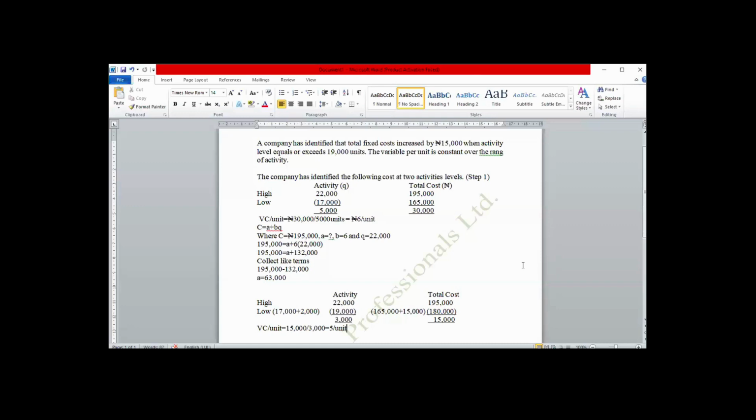Now, let's look at what they have done. Okay, if we're on the same page with the question, the way they have solved it, let us know. Because of what they have mentioned, saying that the variable cost per unit is constant over the range of activity, let's assume here, look at what we have gotten here.